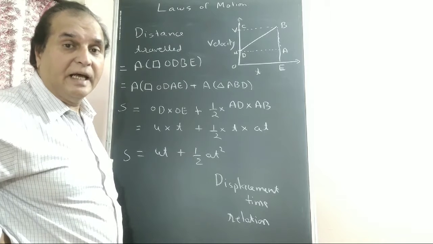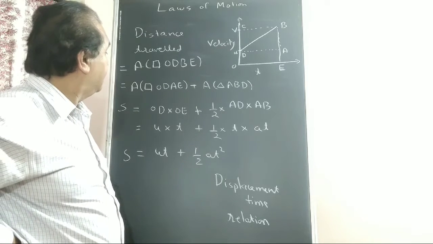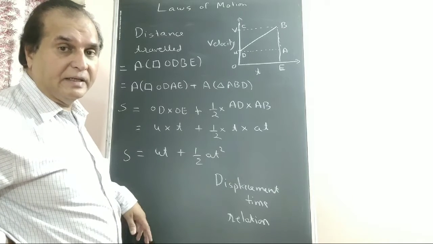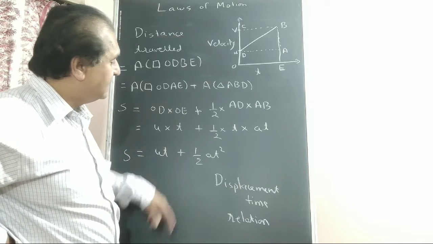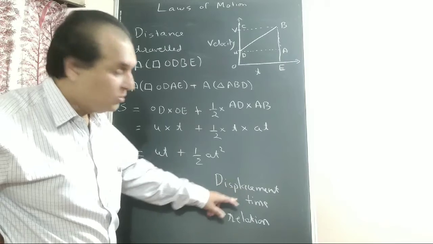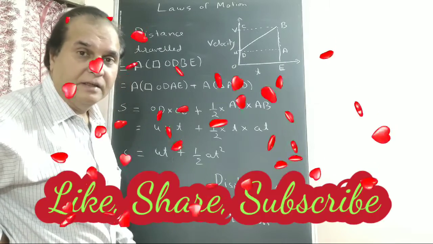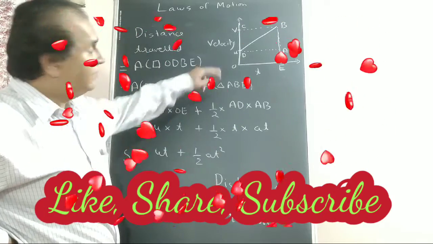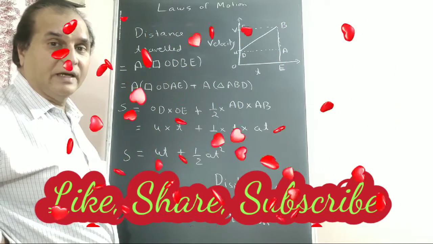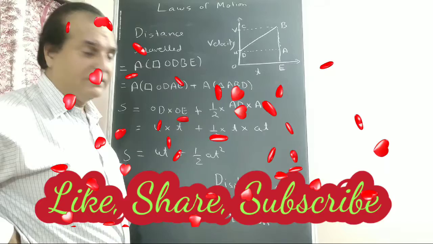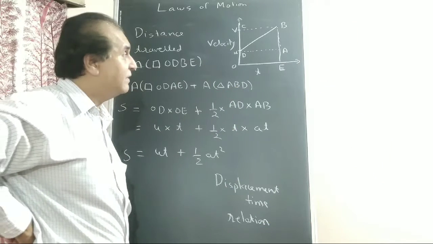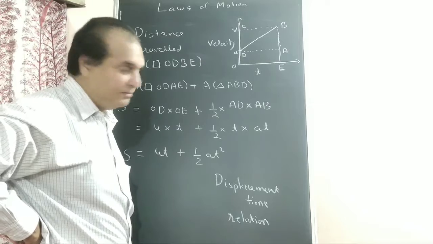Okay. Now we are going to derive the second kinematic equation, that is s equal to ut plus half at square. That is also called the displacement time relation. The question may come: prove the displacement time relation. The figure is the same. You have to draw the figure again. First kinematic, second kinematic, third kinematic, we are going to prove graphically with the same figure.